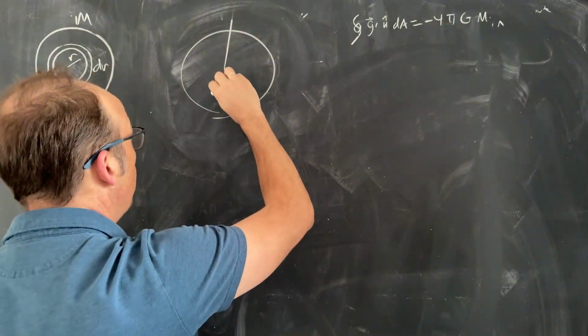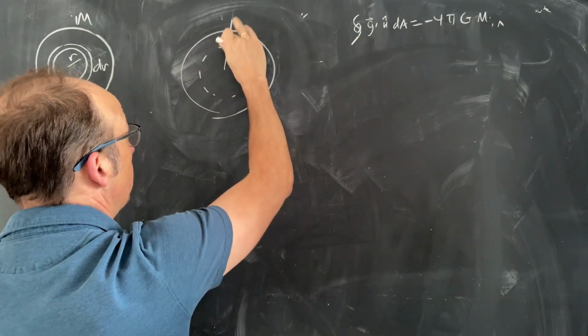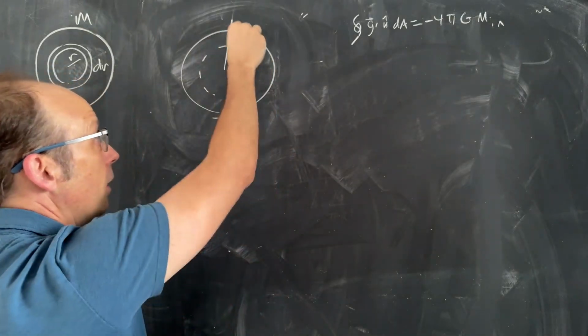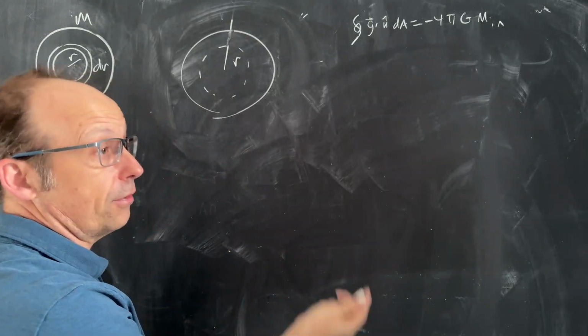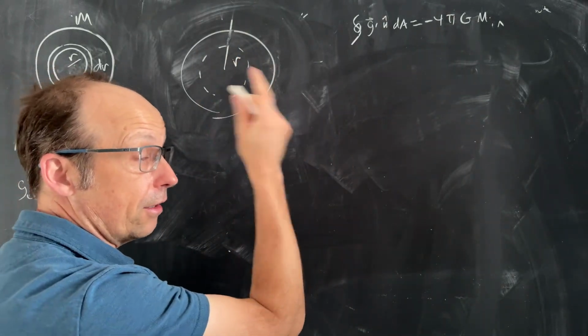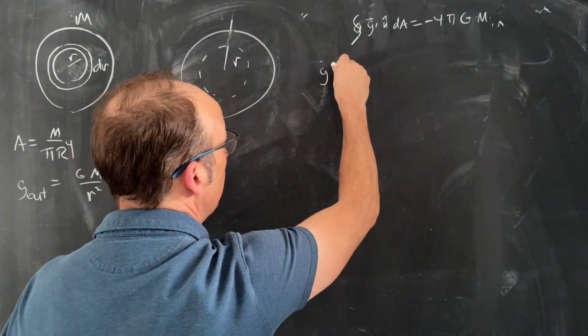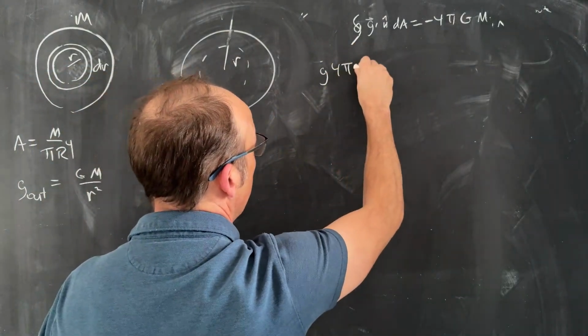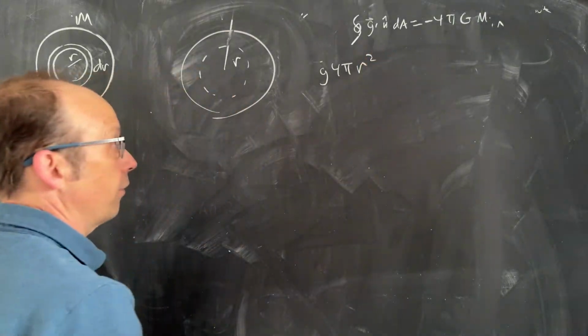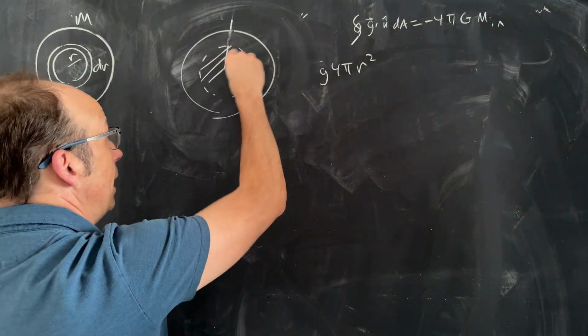So suppose I go here, and this is r now. I still have assumed spherical symmetry. I still assume g is constant. I still assume g is perpendicular, in the same direction as n hat. So this integral is still going to be g times 4 pi r squared, right? That's still the flux.